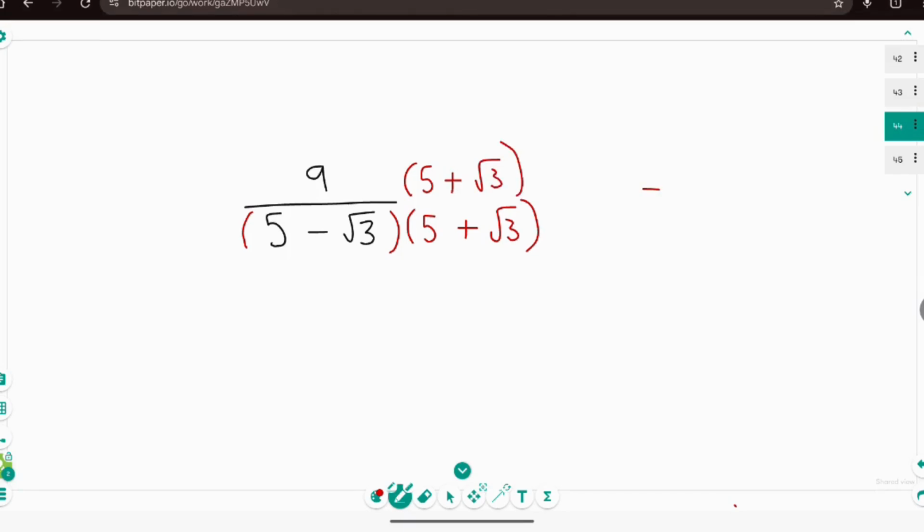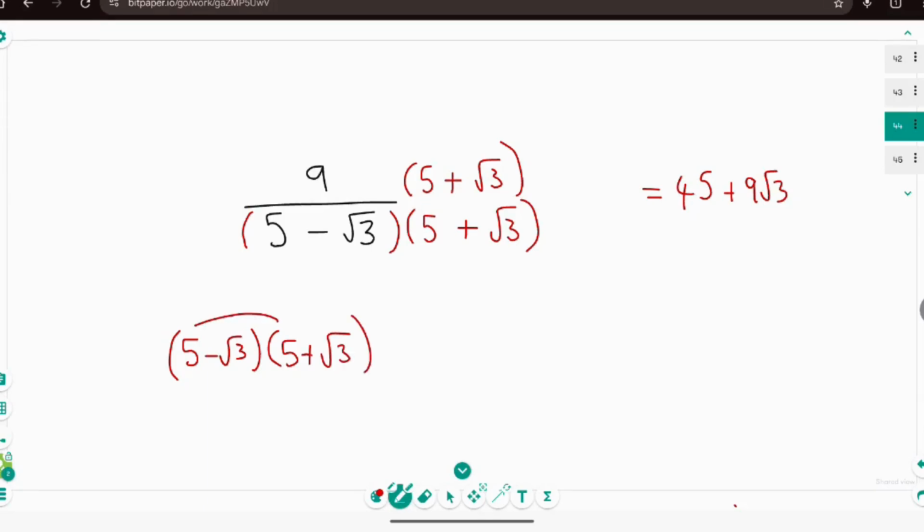Okay, let's expand the brackets on the numerator. 9 times 5, 45. 9 times root 3, 9 root 3. Right, I'll do the bottom, the denominator here. It's got 5 minus root 3 times 5 plus root 3.